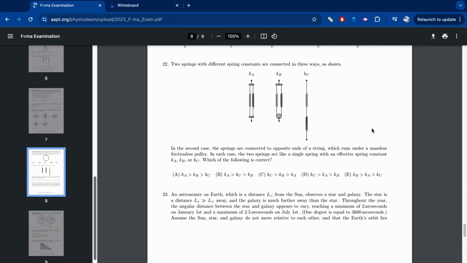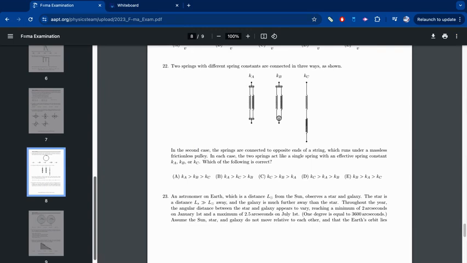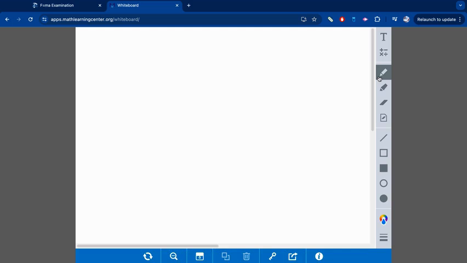Okay, for problem number 22, we have two springs, K1 and K2, that are connected in 3 different configurations. And we want to figure out the relationship between Ka, Kb, and Kc. So Ka and Kc are actually pretty common, so we can start with those. So Ka is K1 and K2.